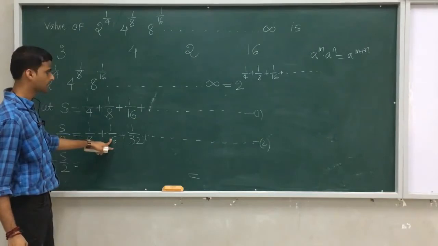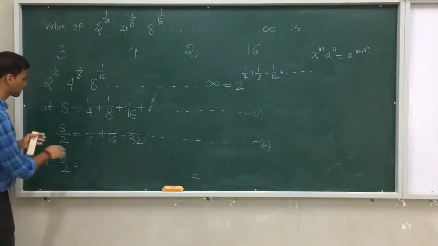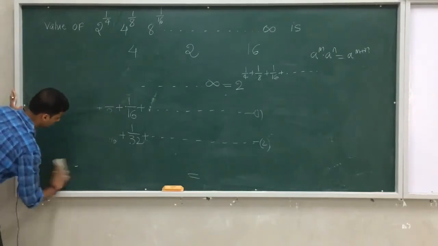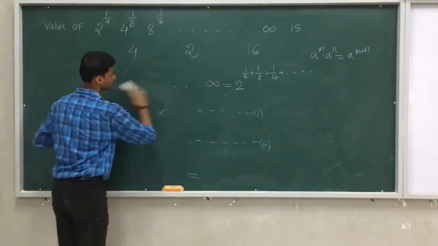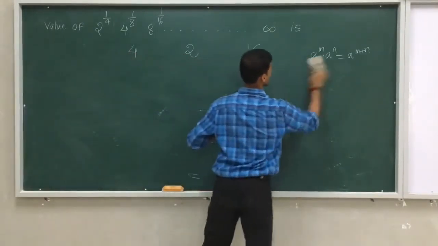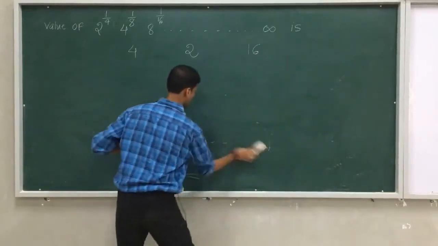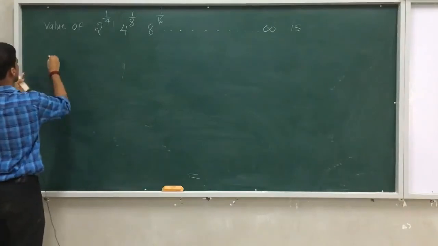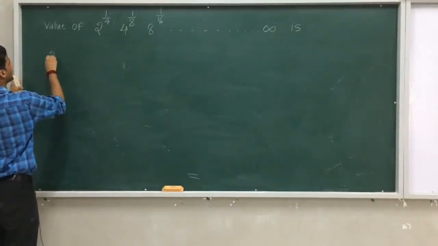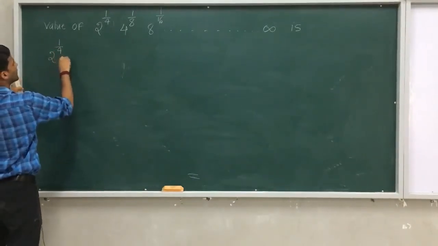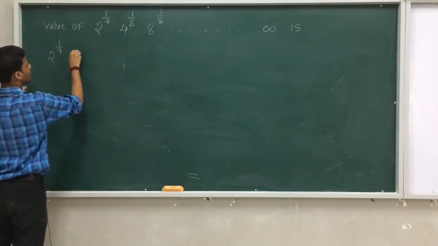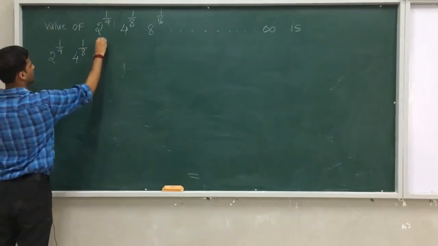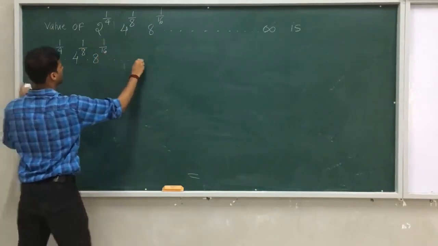So it is a bit difficult for me to answer. It is again creating a problem. So we'll do it in another, different method. That method is: 2 power 1/4, 4 power 1/8, 8 power 1/16.